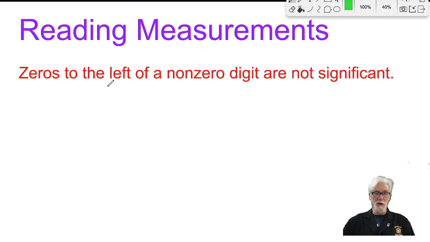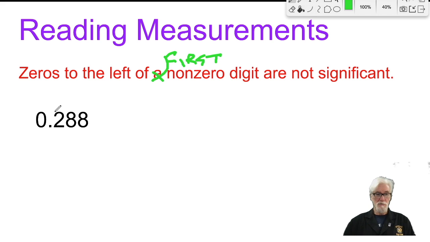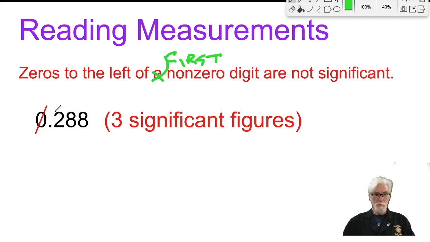This statement actually has a little bit of an error in it. This should say zeros to the left of the first non-zero digit are not significant. So if you have this measurement, 0.288, that 0 that comes out there, that's just there to show that this number is smaller than 1. It's not significant. So that's 3 significant figures. All the non-zero digits are significant there.